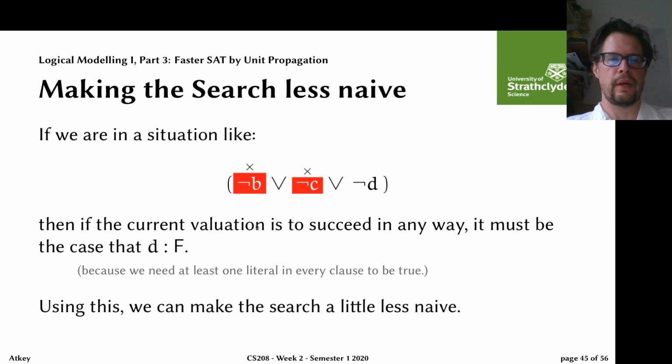So for example, we might be in a situation like this, where we have a clause where the first two components have become false by decisions we've made. And this means that if this is going to succeed in any way, the last part has to be true, which means that D has to be false, because we need to make at least one literal in every clause true. So using this idea, we can make the search for satisfying assignments a little less naive.